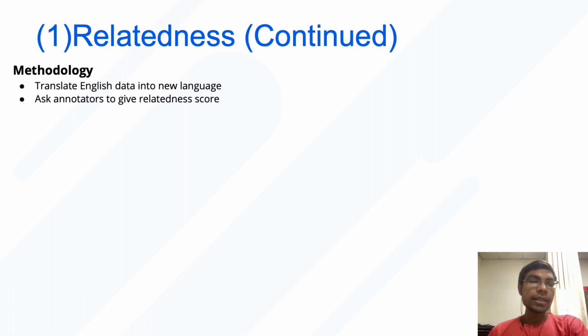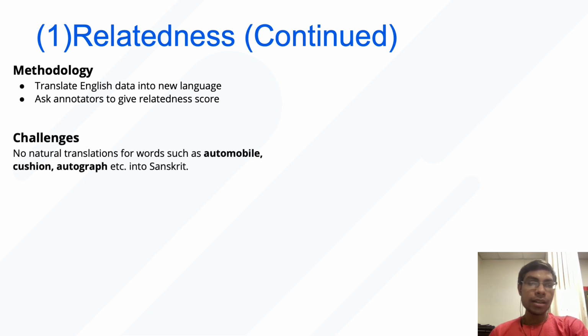To create an inventory for any new language, the general approach is to translate the English data into the new language and ask annotators to give relatedness scores. But the challenge that we face is that there are many words which cannot be naturally translated into Sanskrit. For example, automobile, cushion, and autograph.